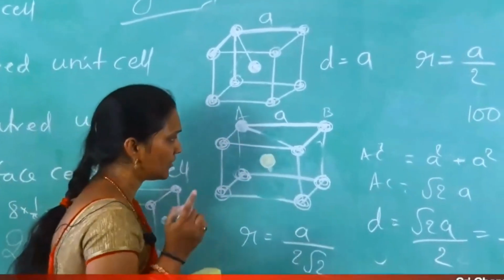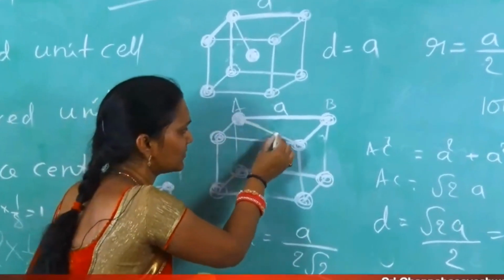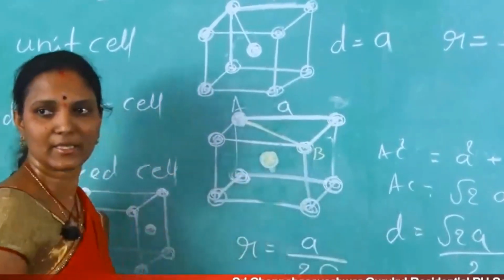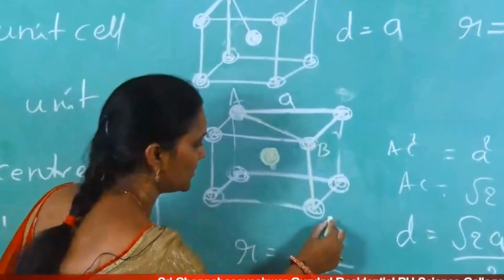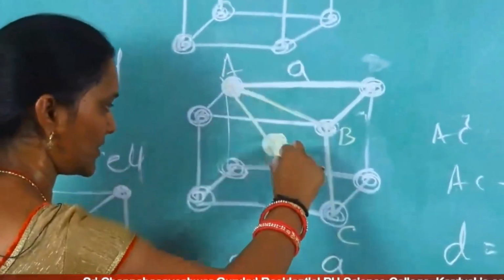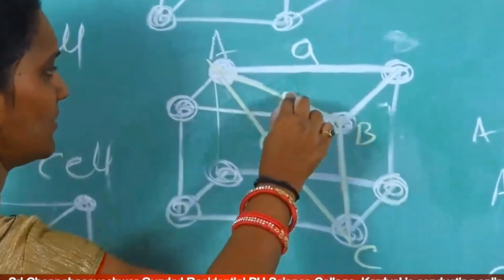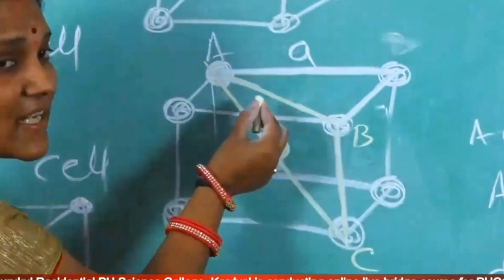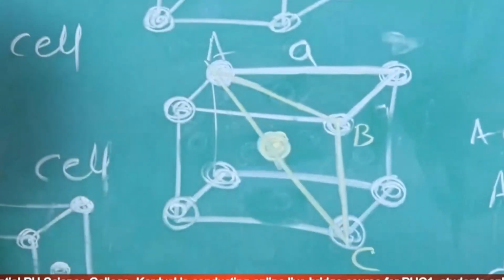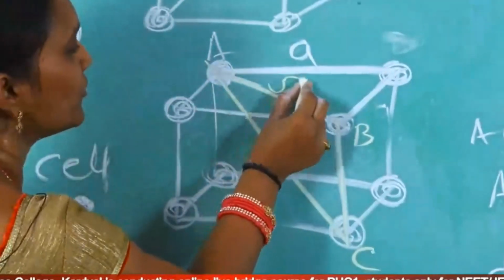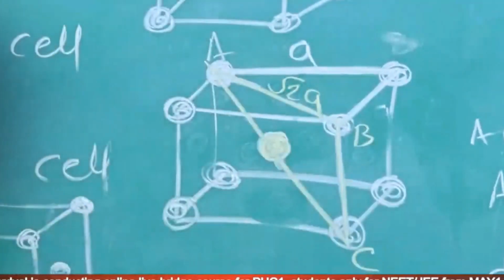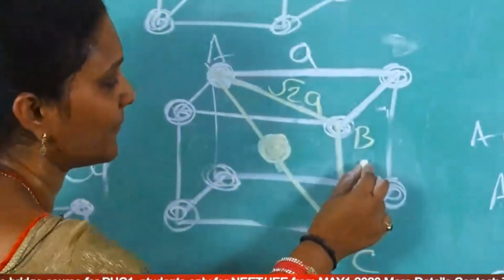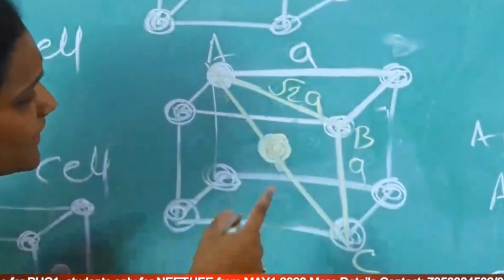Now the triangle. What can we do? This I am taking as A, this like B. AB, BC, and now this is AC. Again apply the Pythagoras theorem. Now this is AB. What is the length, A or root 2A? It is the face diagonal, root 2A. And what is this length? It is edge length only, A. Now this full length we need.